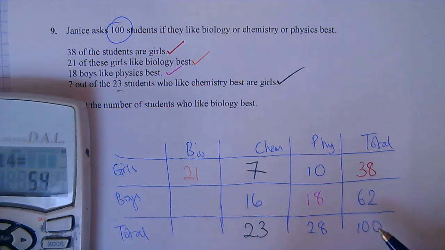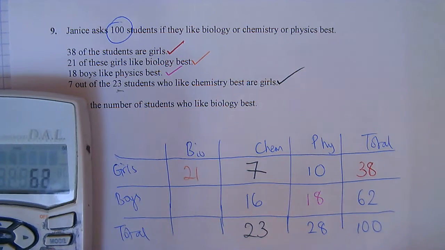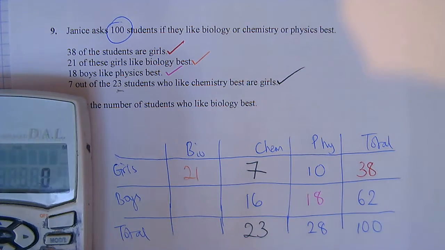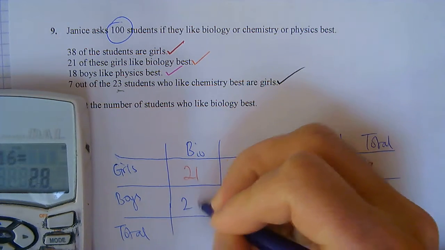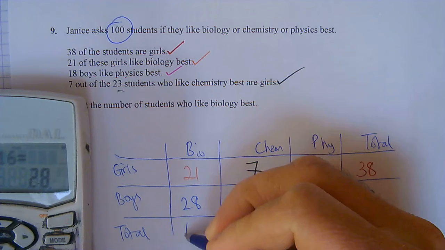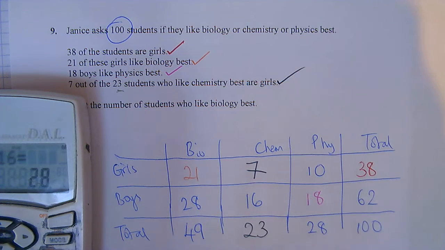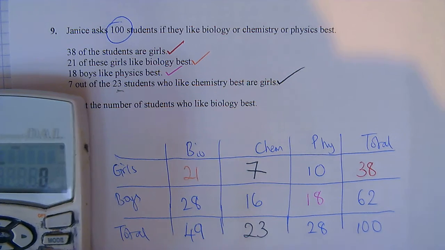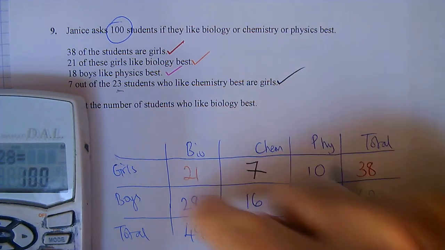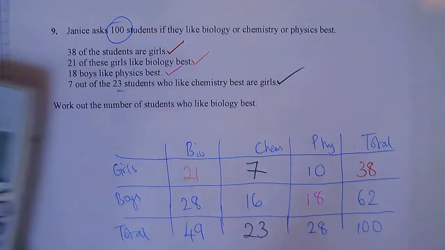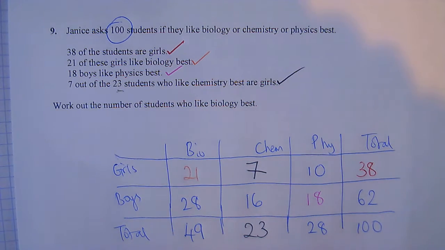Now, at this point you may need your calculator. I'm going to do 62, and I'm going to take away 18 and take away 16, which gives me 28 boys for biology, and I add these together, giving me 49 children in biology altogether. I'm just going to do a few double checks. 49 plus 23 plus 28 does equal 100. 38 and 62 equals 100. I would check, if I was on the exam, all my different rows and columns.